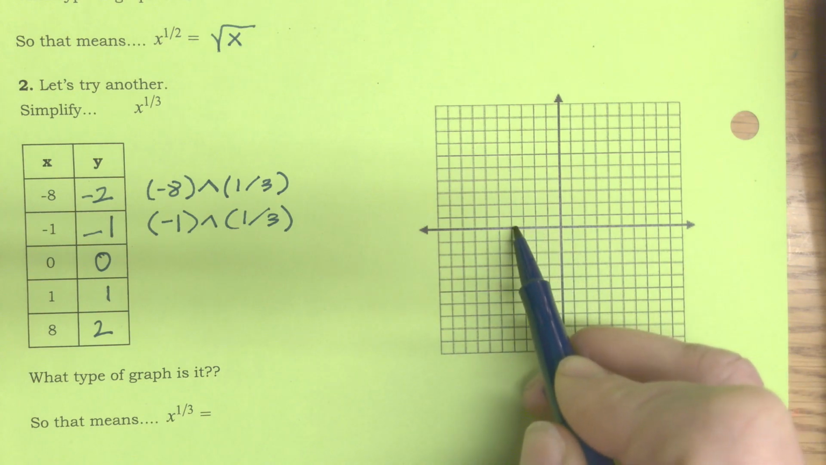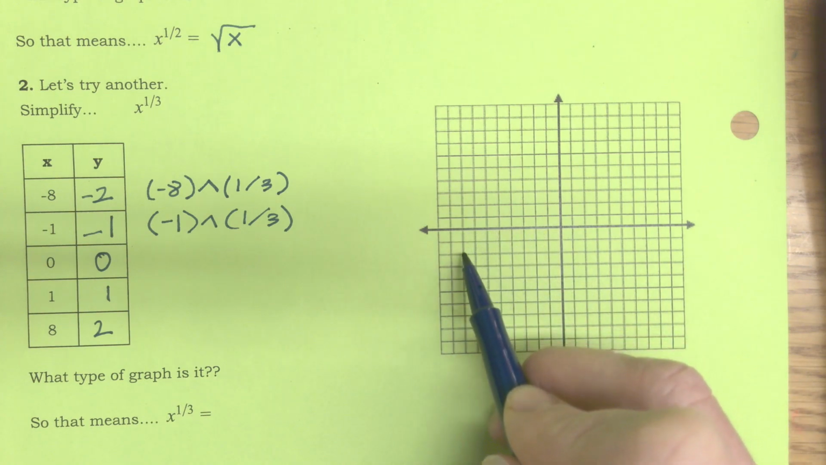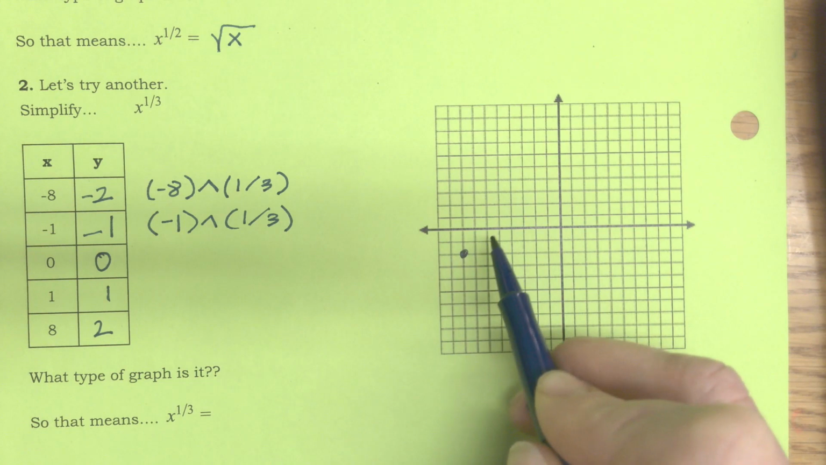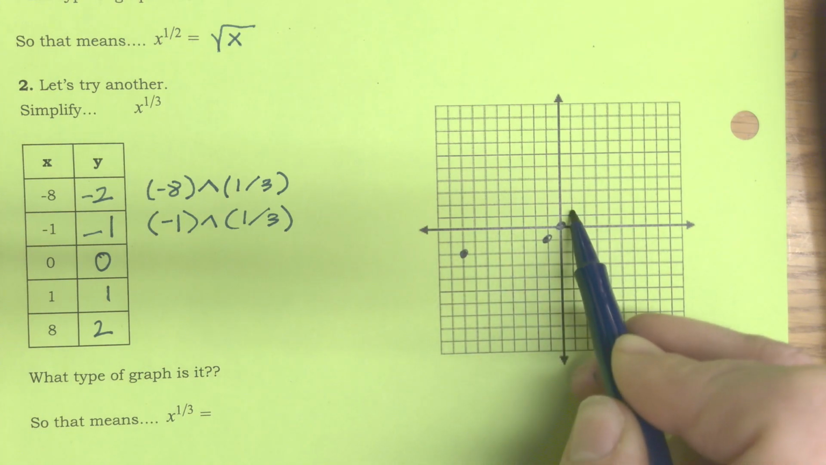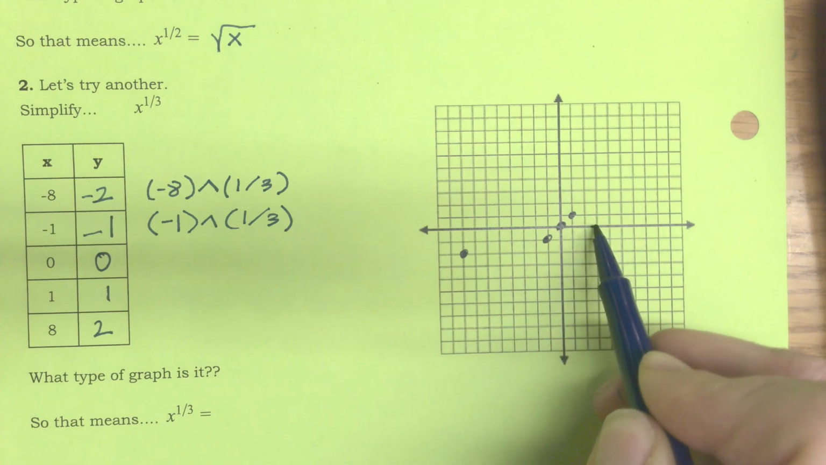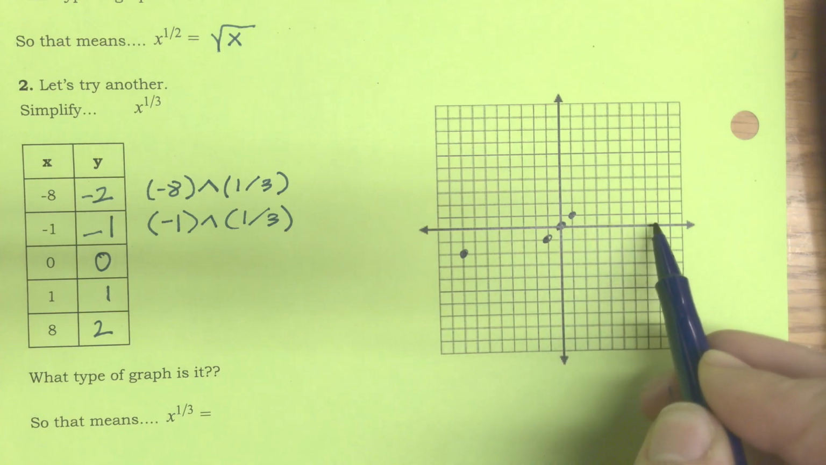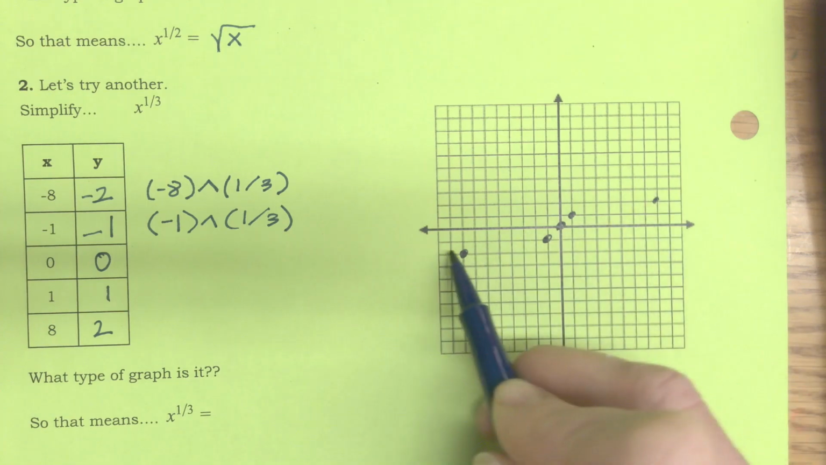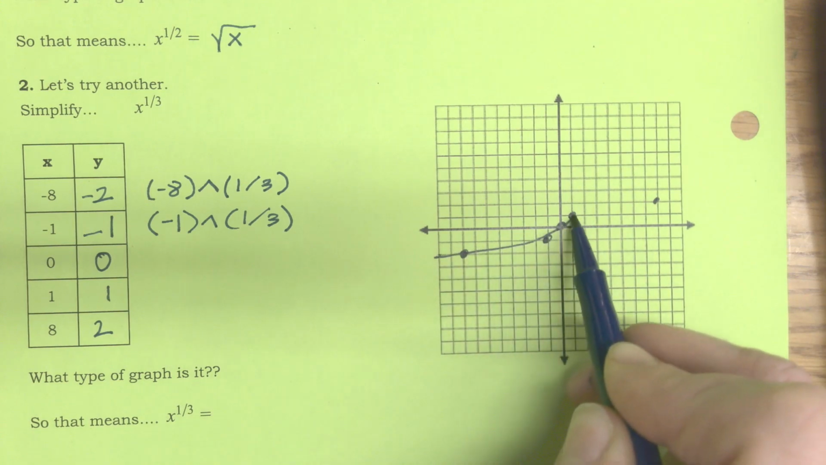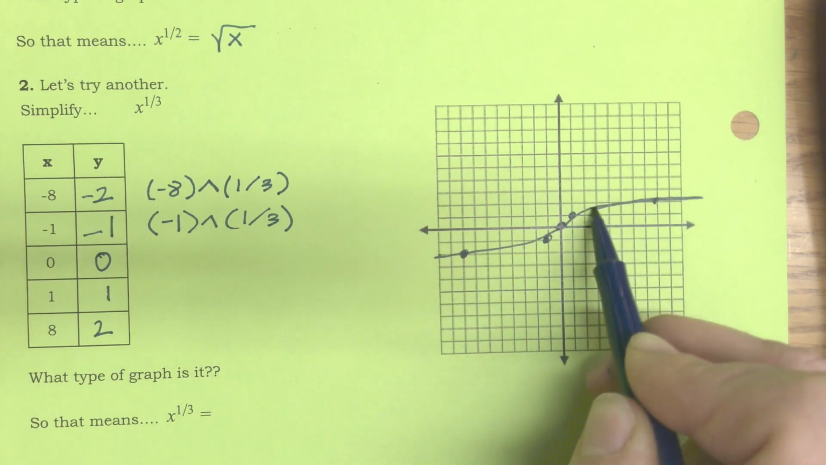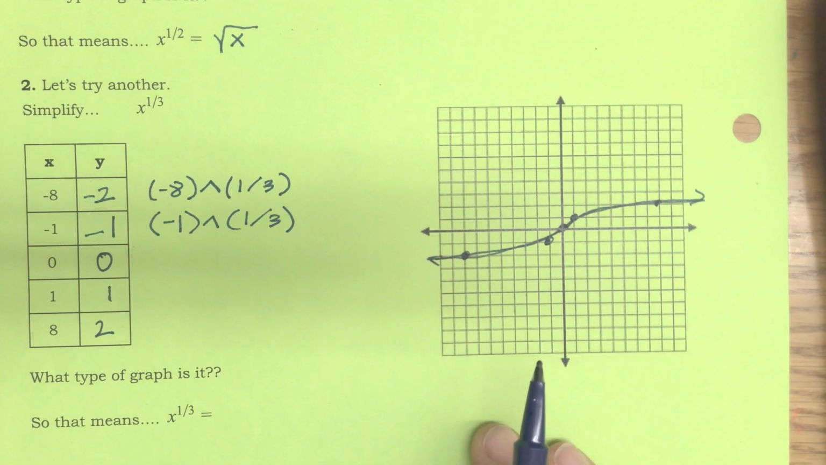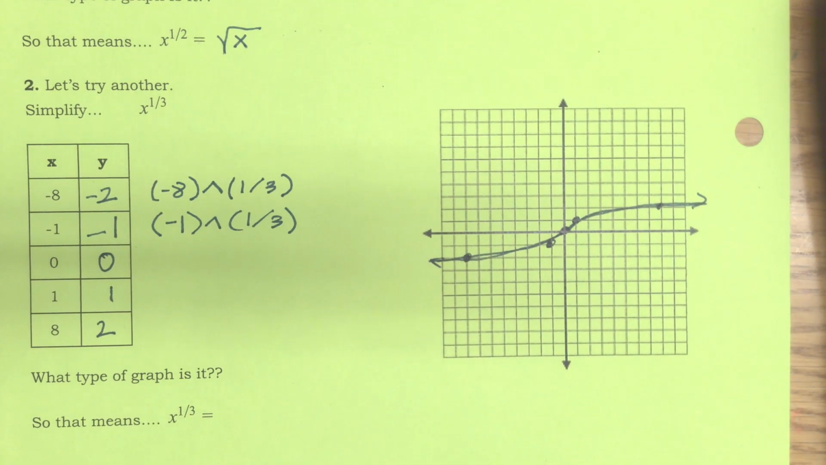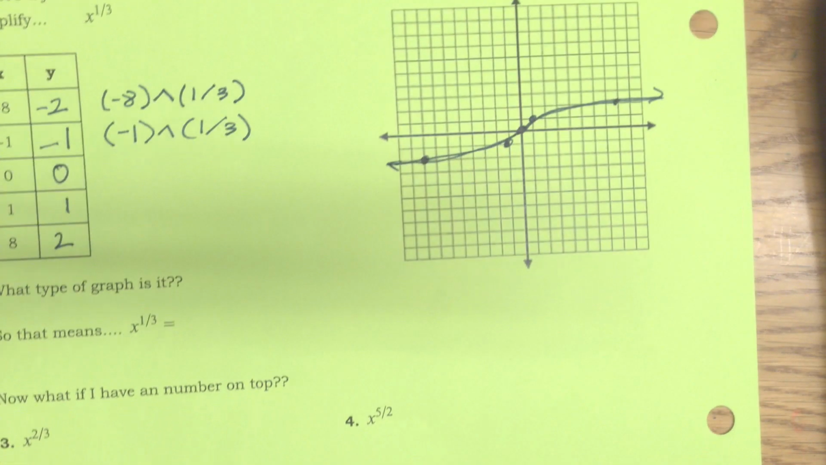So again, let's do these points. 1, 2, 3, 4, 5, 6, 7, 8, -2. -1, -1. 0, 0. 1, 1. 1, 2, 3, 4, 5, 6, 7, 8. It looks like the snake. Which one was that one? Absolute value. Nope. Absolute value is a V. Number. Yeah, you've got it in your thing. Look back. That's right.